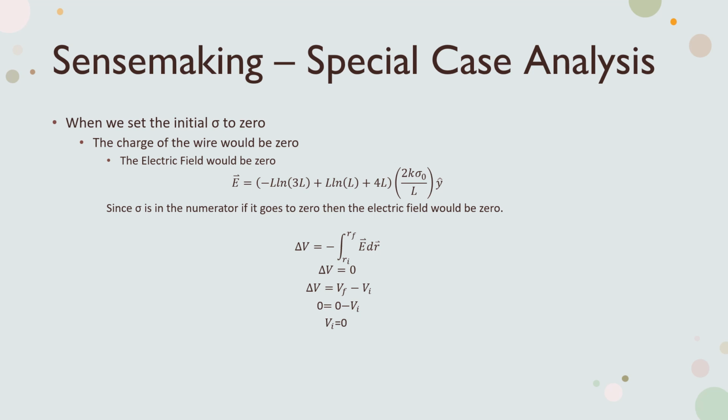And since the electric potential final is 0, that means electric potential initial would be 0. This would make sense because if sigma naught was 0, that means the charge density would also be 0 to begin with, which means there's no charge, and that would make the electric field and electric potential 0, which does make sense.